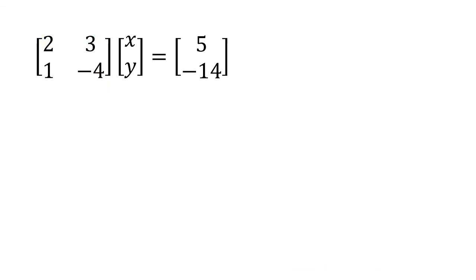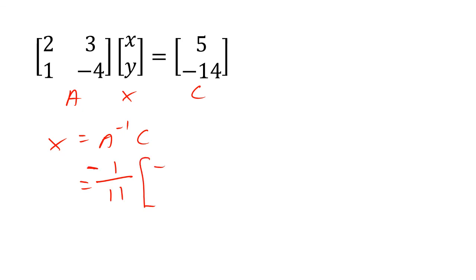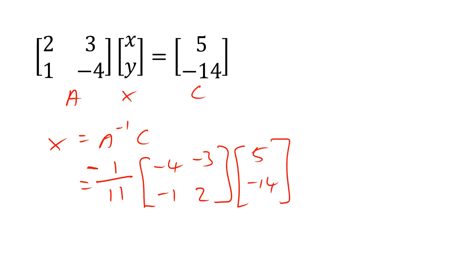So putting that all together, this is A x equals C. We want x equals A -1 C. So that does equal, and we just worked that out before, 1 over 11 with a minus at the front. And then we swapped the A and the D, and we made the B and the C negative. And then you do 5 and -14. And, well, you'd probably just do that on your calculator, wouldn't you? It does work.